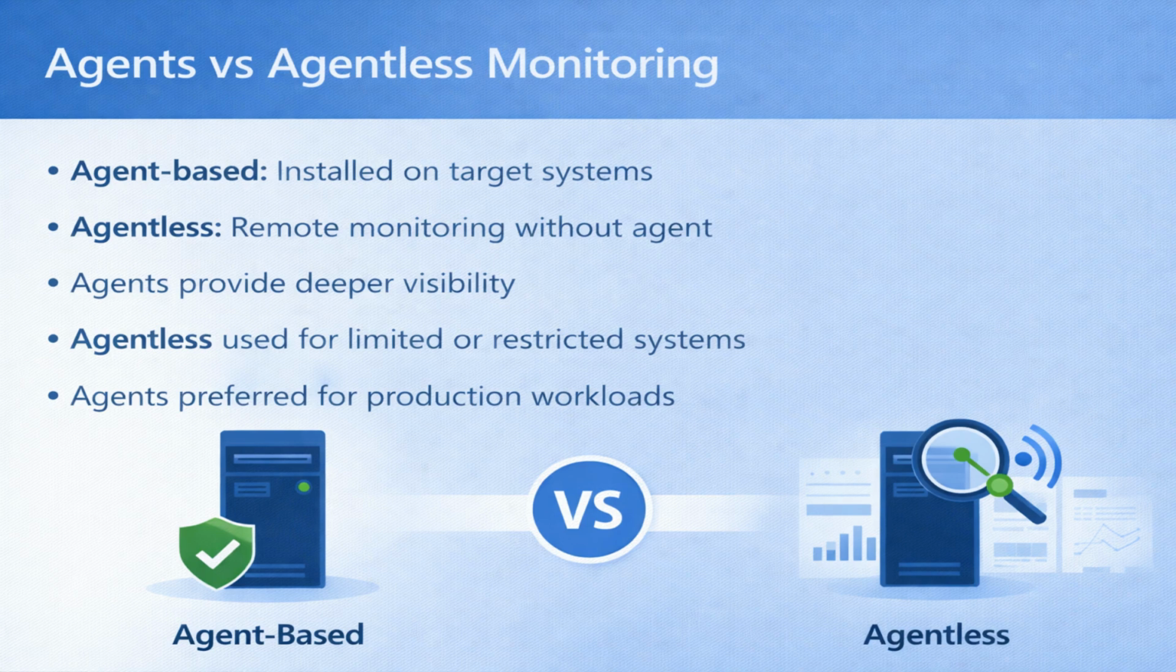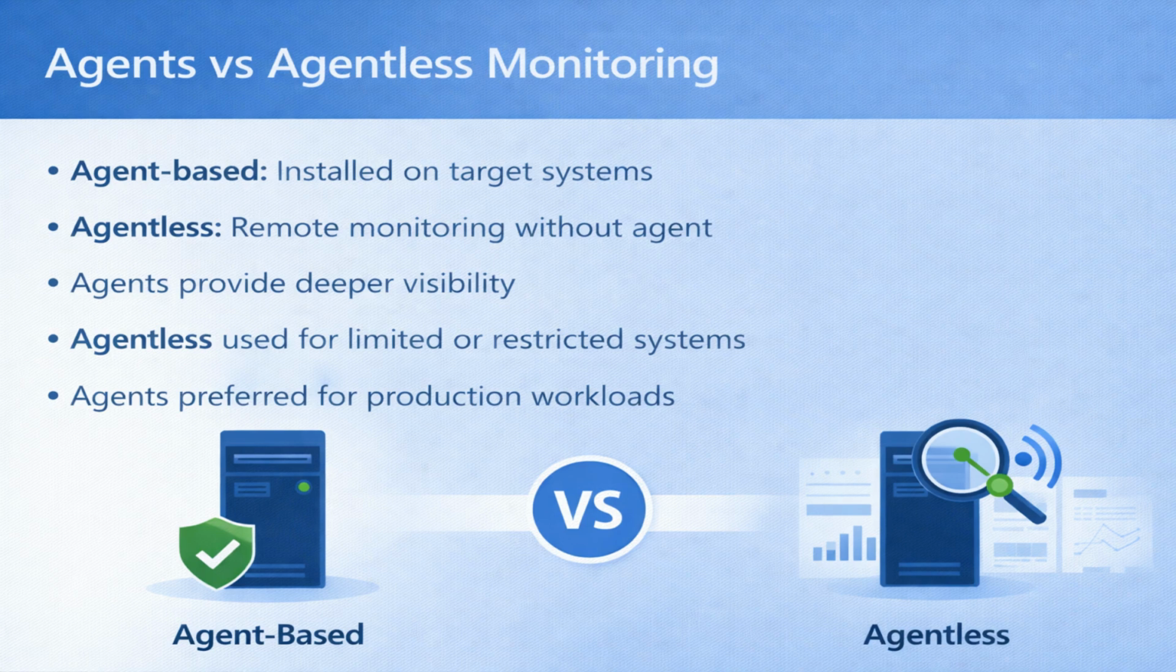Now, agentless monitoring is different. It's more like standing outside the building and checking through cameras. You get visibility, but it's limited. In production enterprise environments, agent-based monitoring is the standard. Agentless is usually used for restricted systems, DMZ servers, or special scenarios. So while both exist, most real-world deployments rely heavily on agents.